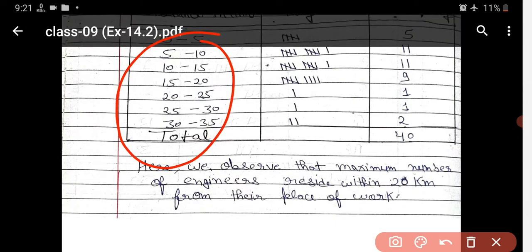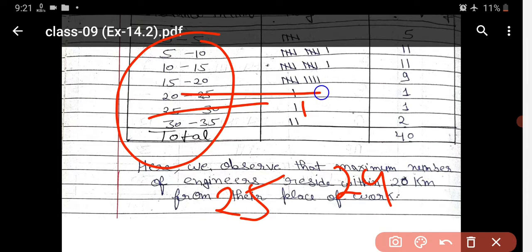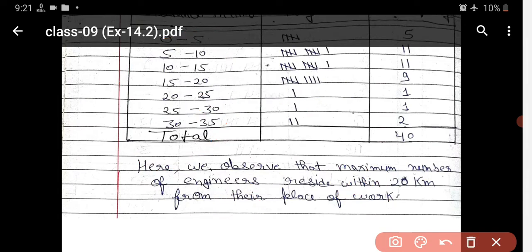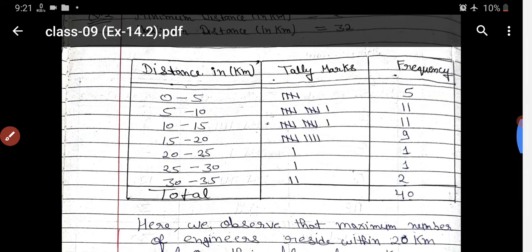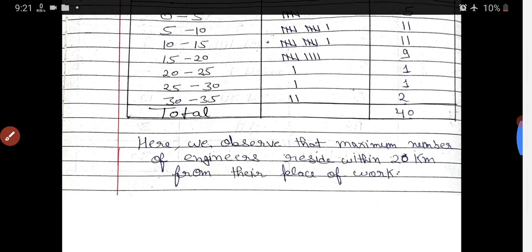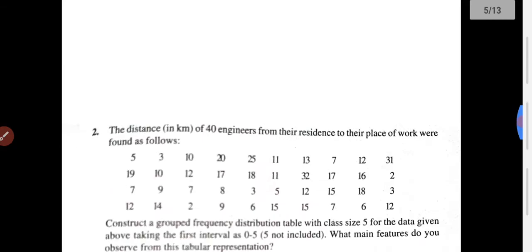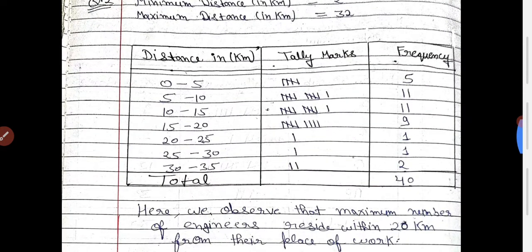For that interval, just check the number. If the number is 25, suppose, 25 will come in that one, so write 1 here. If the number is 24, 24 will count in that one, so write 1 here. Like that you have to make the tally marks. When you mark all the tally marks, in the last you count and you will get the same total as 40. Now the second part is the frequency distribution table for question number 2.